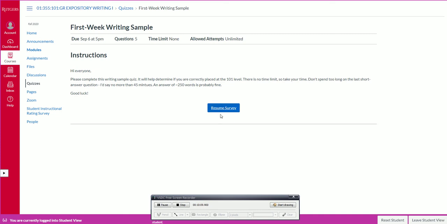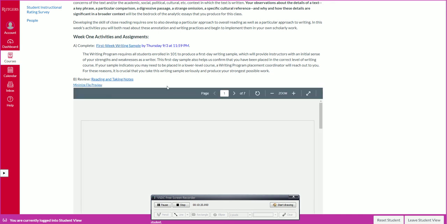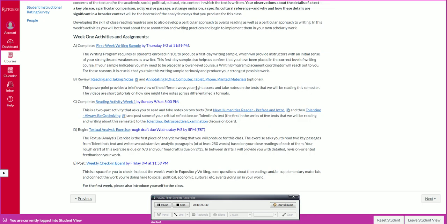Follow the instructions. Okay. I want you to review these things. Okay, so reading and taking notes. It's a little PowerPoint that should be helpful. Annotating, how to annotate PDFs. That'll be really helpful for keeping yourself organized. And then I suppose one of the bigger things is the reading activity. Okay, so let's click over to that.